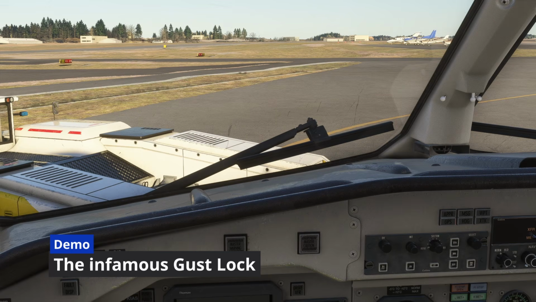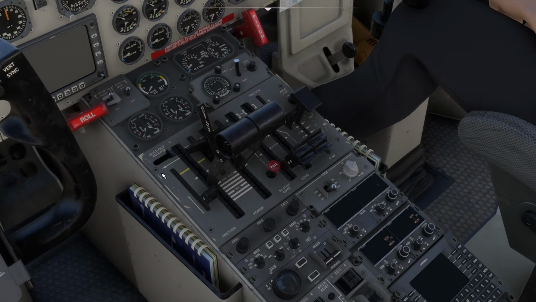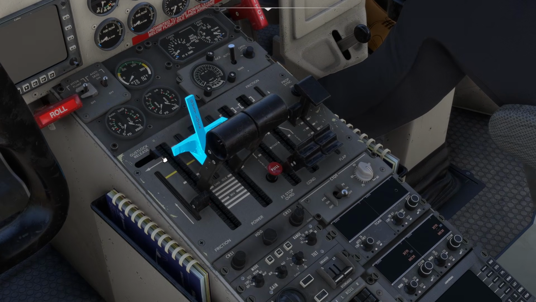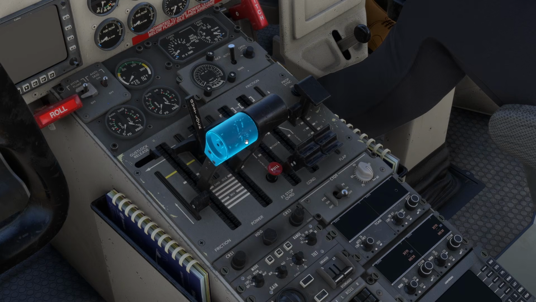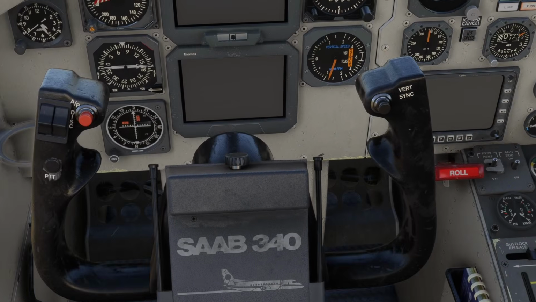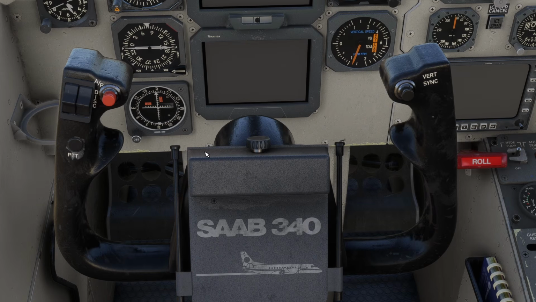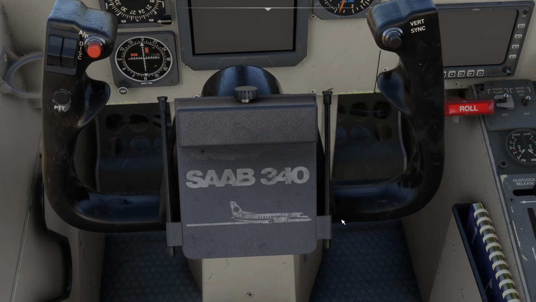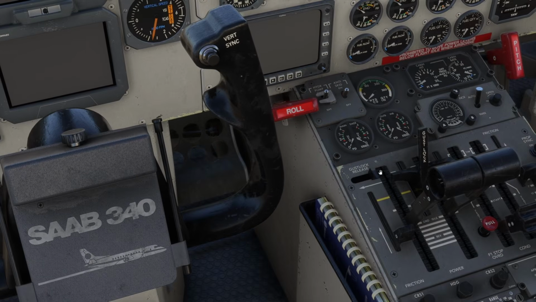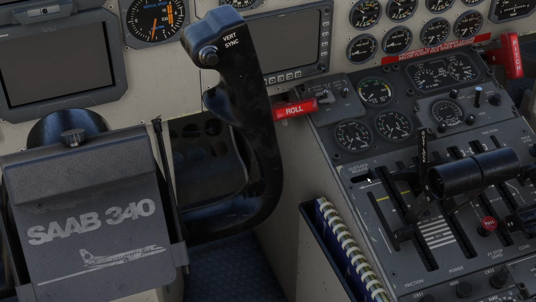So we're in the cockpit of the Saab 340. Let's have a look at the Gust Lock, right? You can find it over here, and here you can see it's currently locked, which also prevents us from pushing the throttle further. But let's have a look at the yoke and all the other things, because you can move them. Well, actually you can't move them, because as you can see, whatever I do, nothing happens, and that's due to the fact that the Gust Lock is locked.